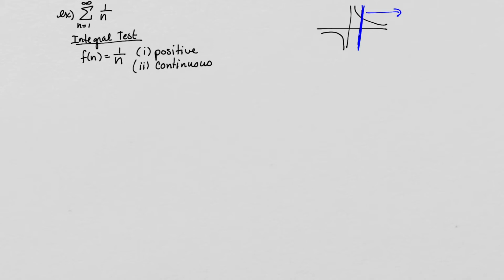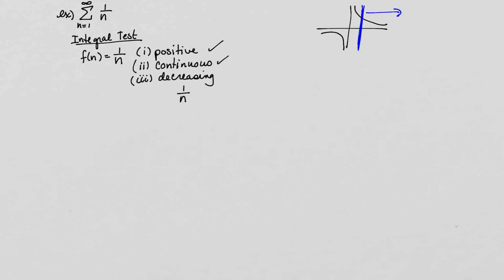Yeah. So it's positive, it's continuous, right? And then the last thing I have to do is check if it's decreasing. The easiest way to check if it's decreasing is to compare the one term with the next term. So if I have 1 over n, you could look here in the picture, it's a decreasing function. You could graph it and say, yeah, it's decreasing.